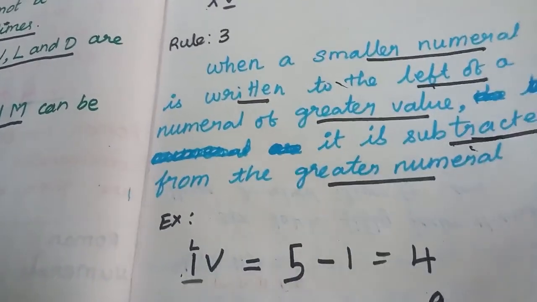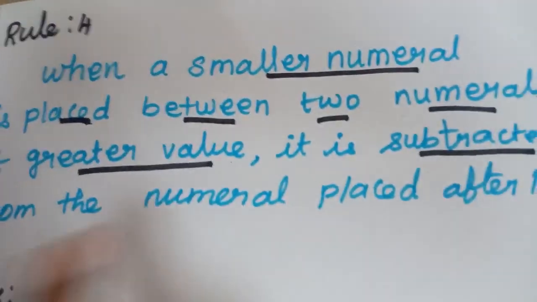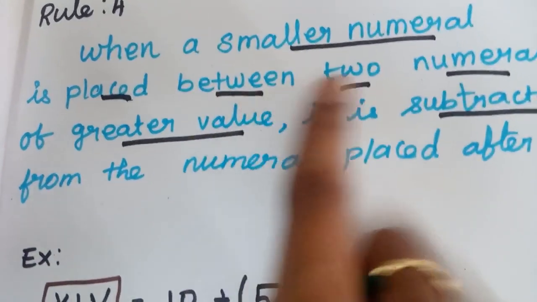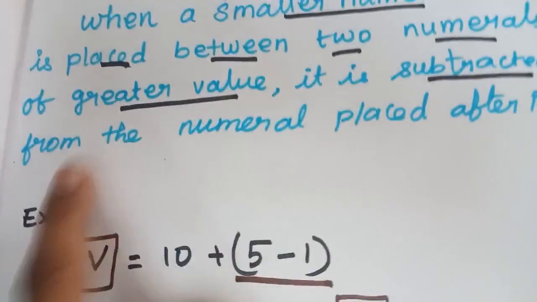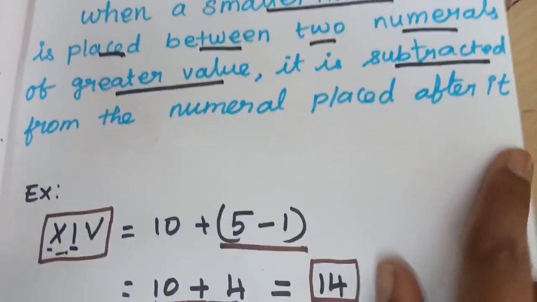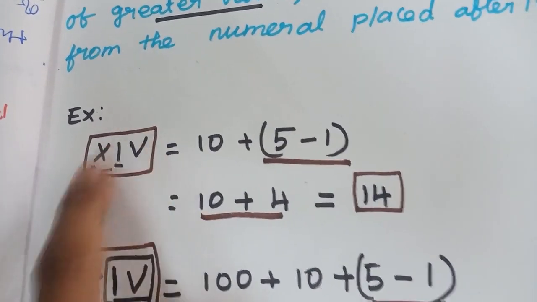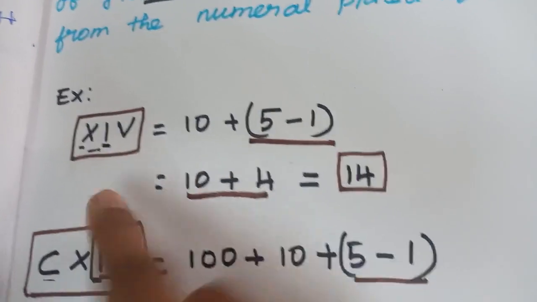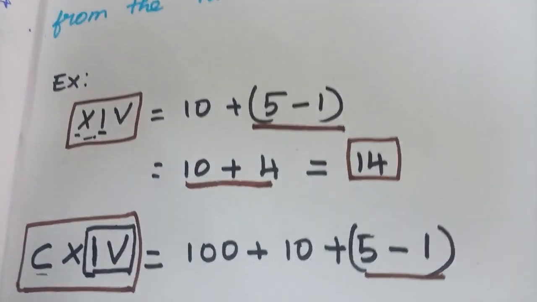Okay, so this is the example for rule number 3. Next we have to move to rule number 4. When a smaller numeral is placed between two numerals of greater value, it is subtracted from the numeral placed after it. So see the example, the smaller numeral occupies the place in between the greater numerals. First you have to subtract. Okay, and then you have to do the further process.